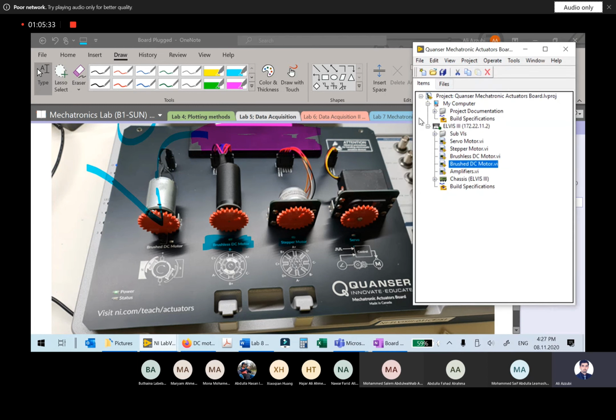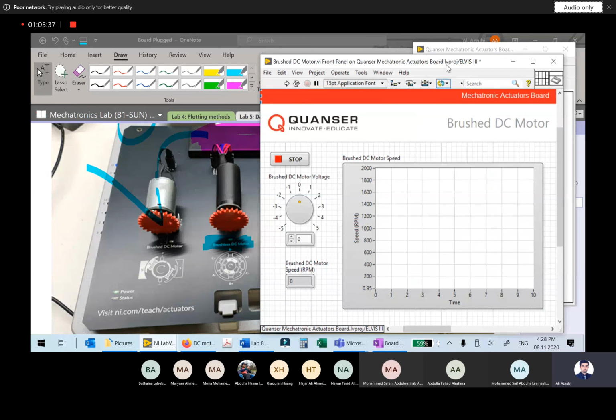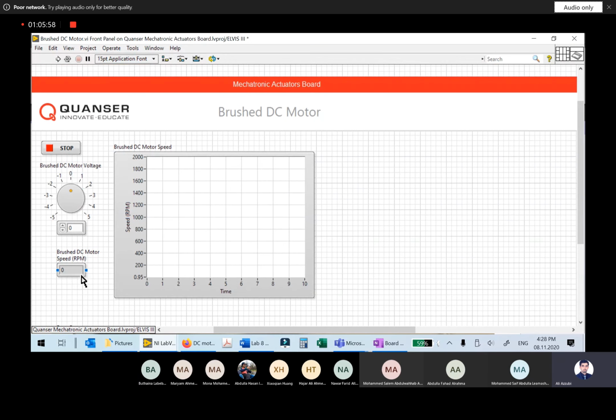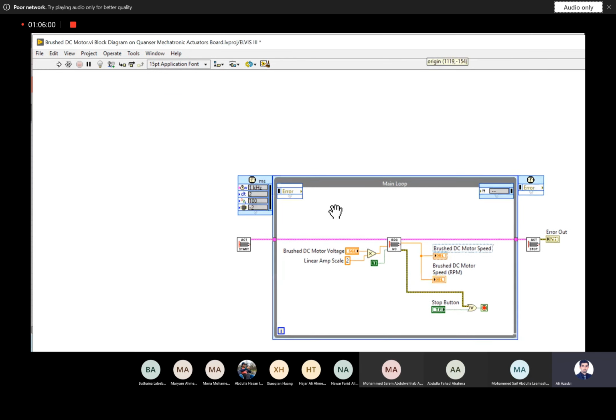So I have a LabVIEW project here. Each motor has a specific VI. I'll open this DC motor, and you see here I have the voltage to the DC motor. I can apply a plus and minus voltage. The plus will give me a direction, the negative will give you another direction, and here I have the measured RPM. So there is a speed sensor or RPM sensor already implemented in the circuitry.